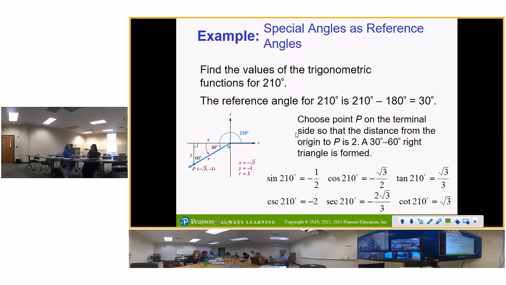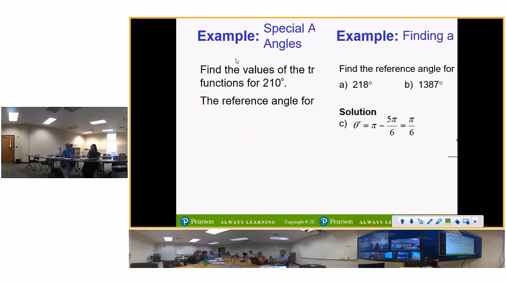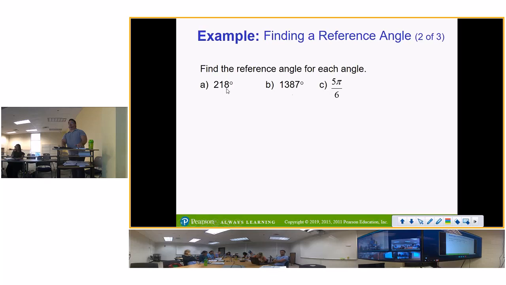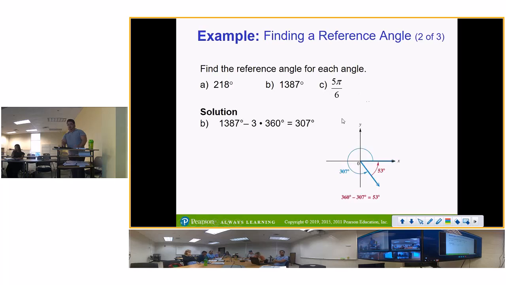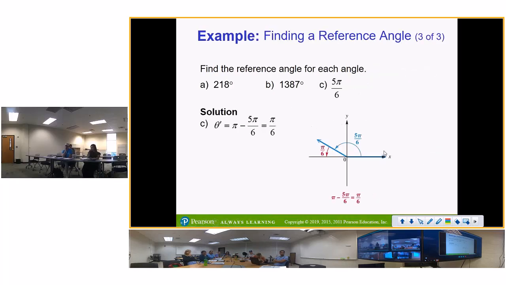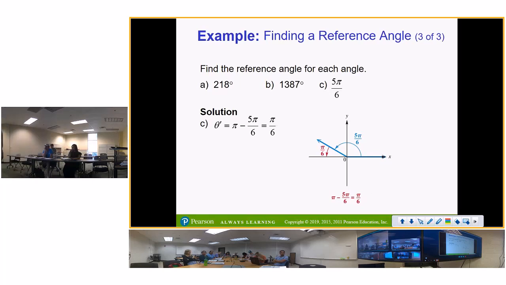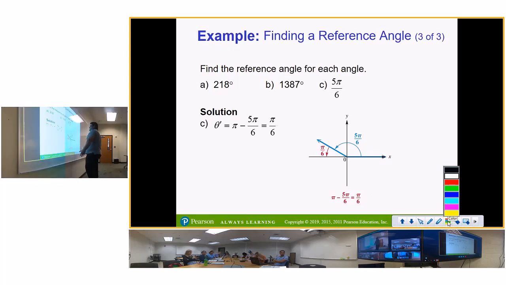So, if you go back to the three problems, 210 is 30 away from 180. And I think 5 pi over 6 is 150. So would both of them be 30? Well, this is 218. You talking about C or are you talking about A? C? Well, we'll see. Okay, C. Remember me telling you, whenever you get pi, nobody works in pi. Nobody, except academia. So change 5 pi over 6 to 180 over what? Pi. Pi's cancel, 6 will go in there 30 times. So that's what?